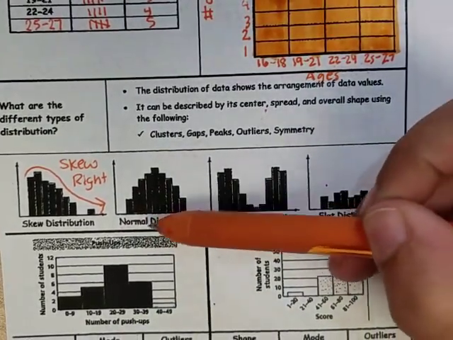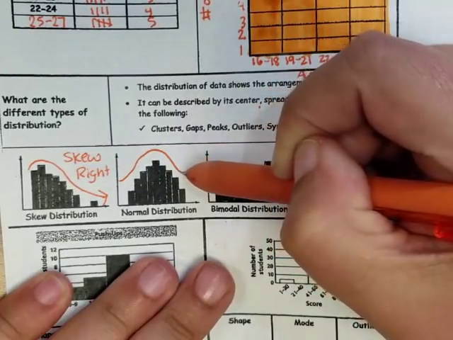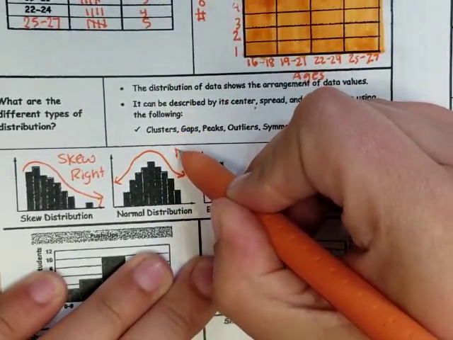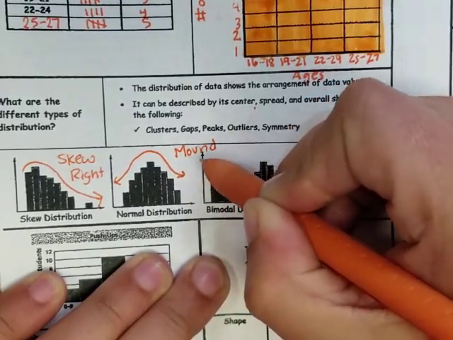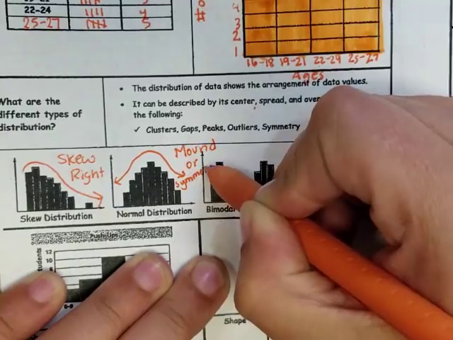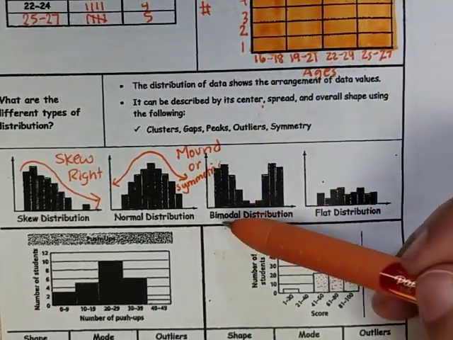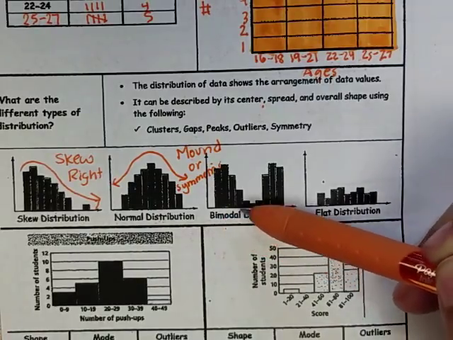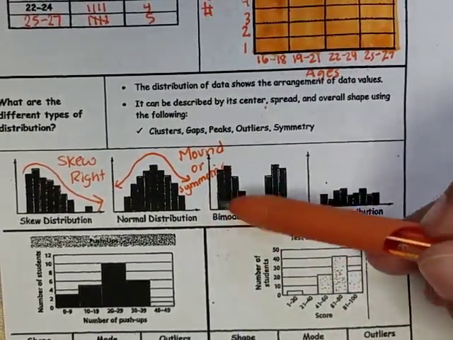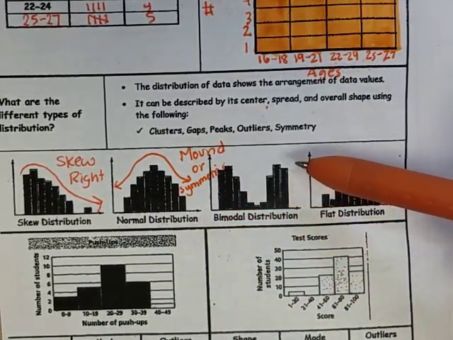All right, this picture is called a normal distribution. Another word you might hear me say is mound or symmetric, because it makes a mound shape. So mound or symmetric. This is called bimodal, and bi means two, and modal, there's two modes, so two large clusters happening. So that was your bimodal, kind of goes up and then down and then back up.